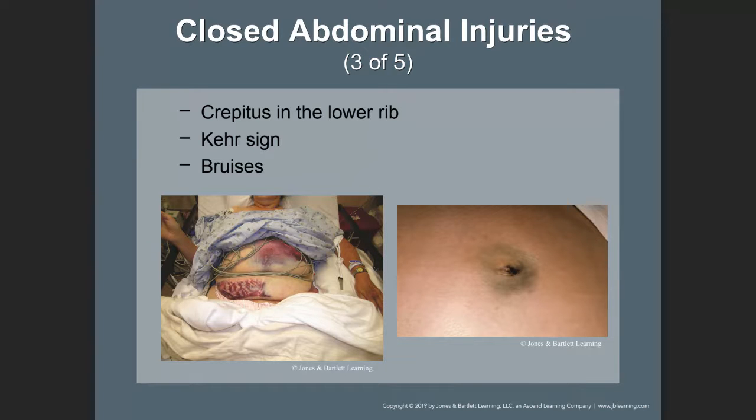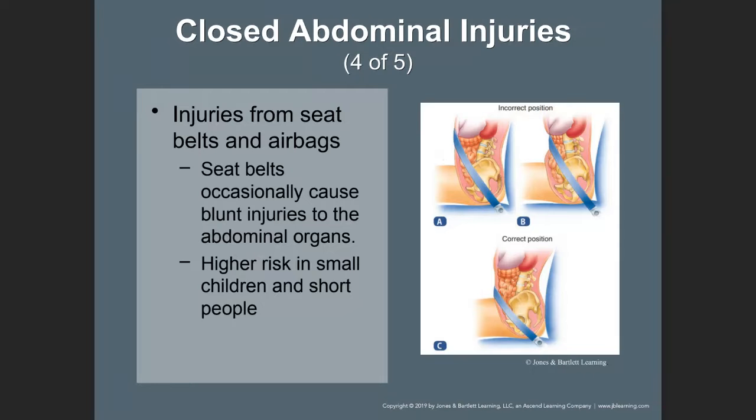They may have Cullen sign, which is discoloration around the navel, and Grey Turner sign, discoloration over the flank. Injuries from seat belts and airbags: seat belts occasionally cause blunt injuries to abdominal organs. There is a higher risk in small children and short people.